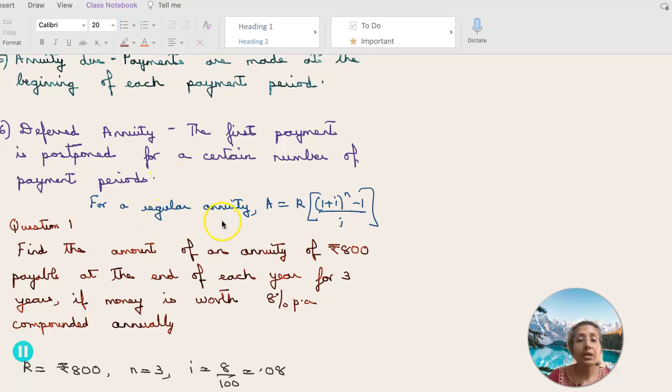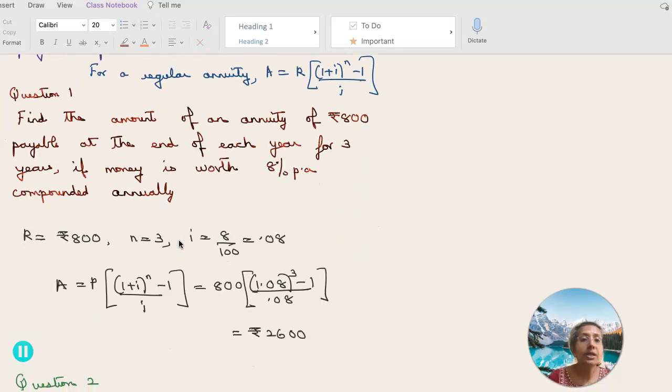Now for a regular annuity, the amount is given by the formula R into (1 plus i) whole raised to n minus 1 by i. You can calculate this using the calculator or log tables or the annuity tables. Here we will just be discussing using the calculator. So question 1, find the amount of an annuity of rupees 800 payable at the end of each year for 3 years if money is worth 8% per annum compounded annually.